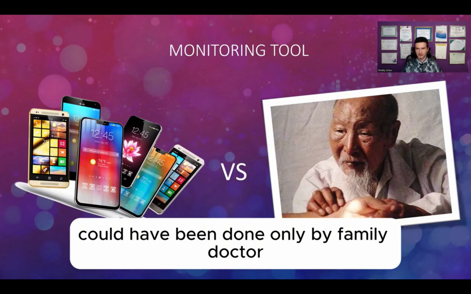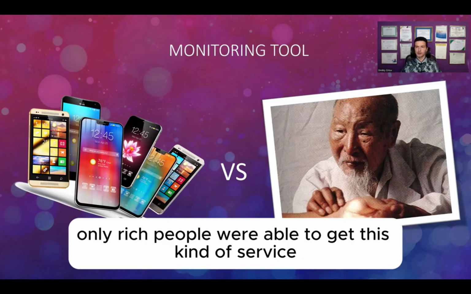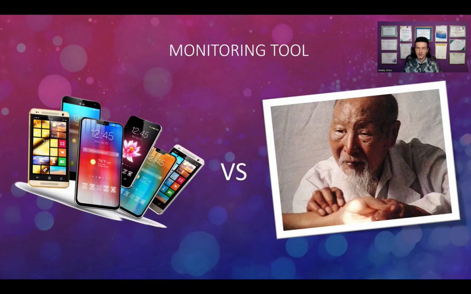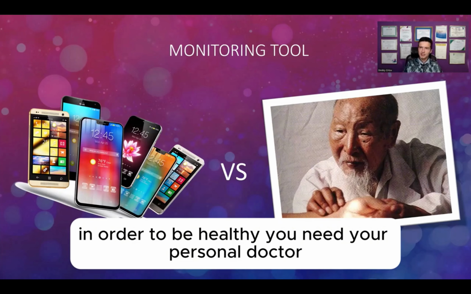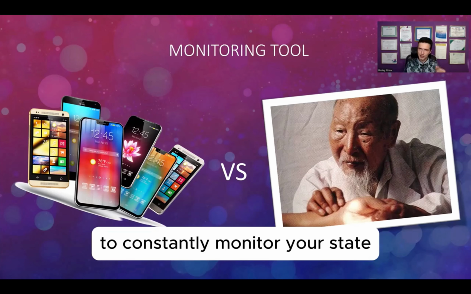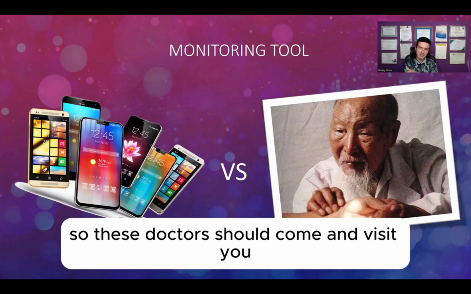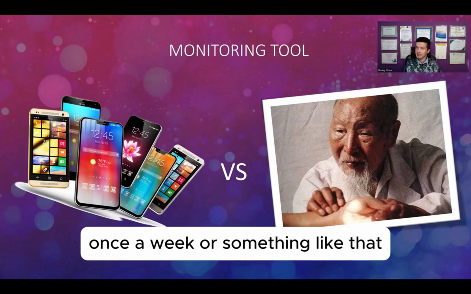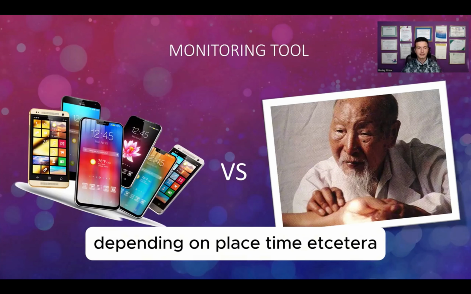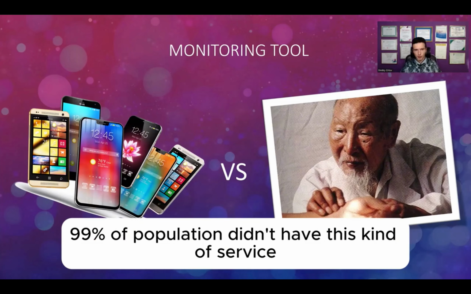But previously, as you can see on this picture, monitoring of your state could have been done only by a family doctor. But once again, only rich people were able to get this kind of service. So only rich people were understanding that in order to be healthy, you need your personal doctor to constantly monitor your state and the state of your family members. So these doctors should come and visit you several times a month or once a week or something like that, depending on the case, time, etc. But all other people, 99% of the population, didn't have this kind of service.